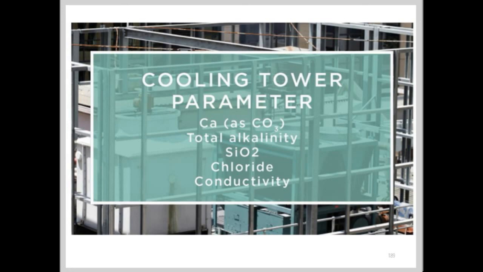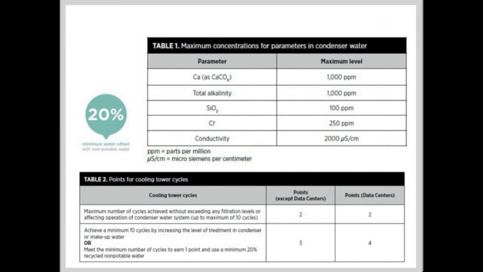In addition, projects should calculate the number of cooling tower cycles by dividing the maximum allowed concentration level of each parameter by the actual concentration level of each parameter found in the potable makeup water. Limit cooling tower cycles to avoid exceeding maximum values for any of these parameters.